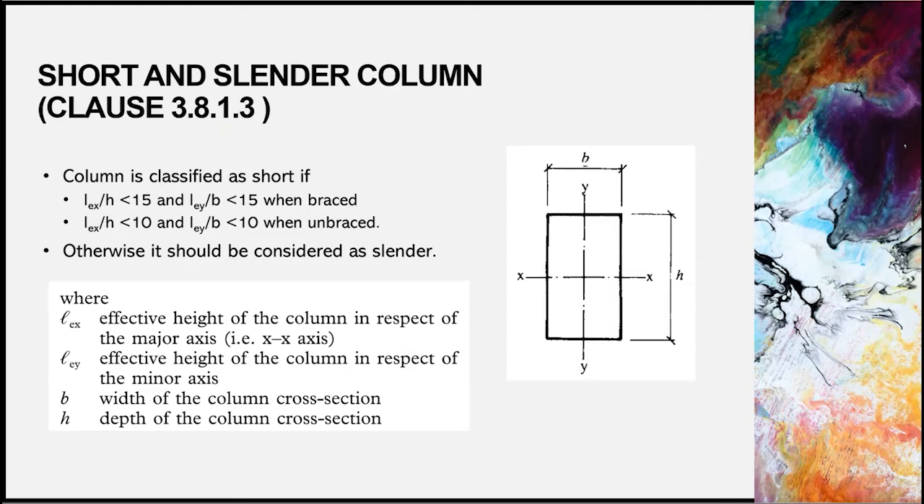So to identify it, there is a formula here. Okay, a column is classified as short if LEX divided by H is less than 15 and LEY divided by B is less than 15 when braced. Okay, but when unbraced, LEX divided by H is less than 10 and LEY divided by B is less than 10. Okay, what is LEX? What is LEY? LEX and LEY are actually effective heights. Okay, but it depends on the axis.